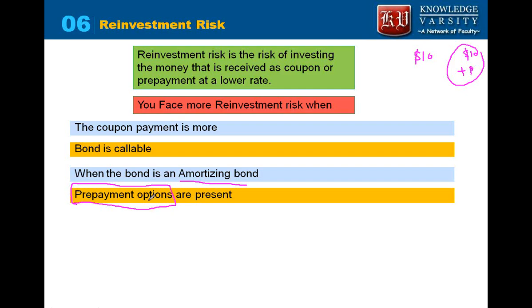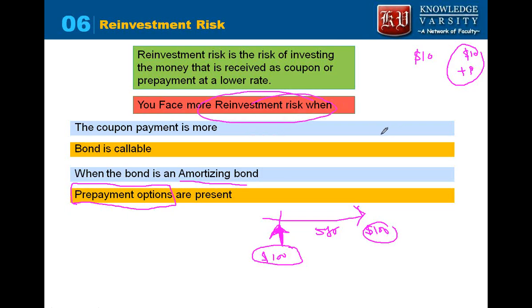So when the prepayment option is present, you were thinking that you will get your money after 5 years. That is, you will get $100 as the principal after 5 years. But what is happening is you have got it now. So you are forced to invest this $100 now at a rate which is much lower than what you had expected. So this is the reinvestment risk. Please make a note of all these 4 points.